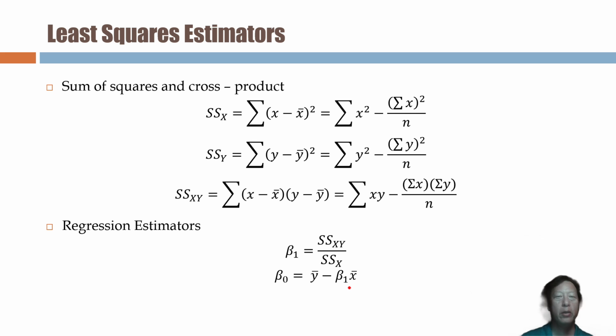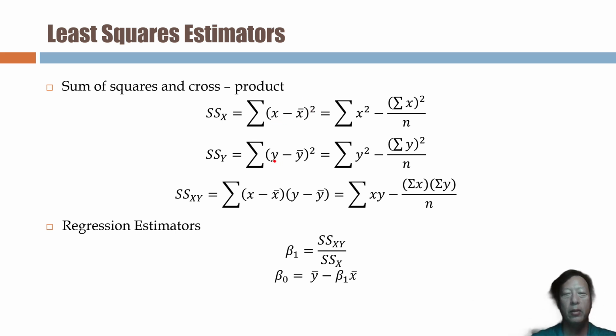Least square estimator. This is a little different way, but we will define this sum of squares. So the sum of (x minus x bar) squared, if you divide by n, is similar to the variance, right? But this is not exactly the variance. So you can just simply calculate this summation of the difference squared.